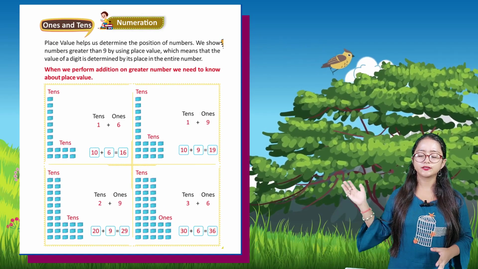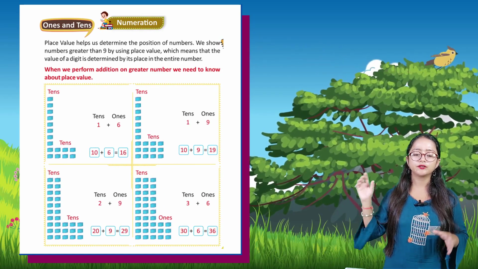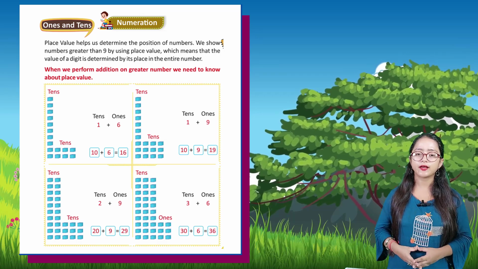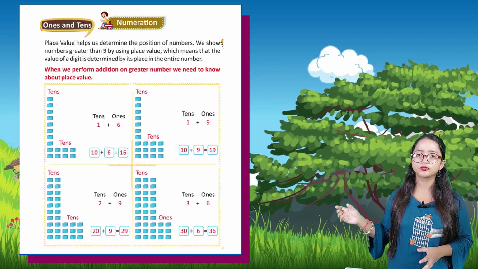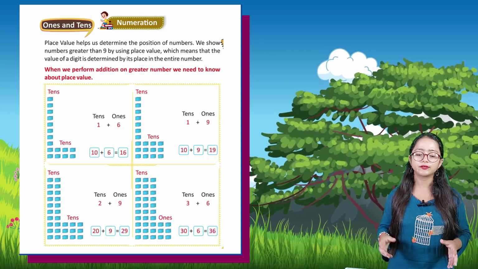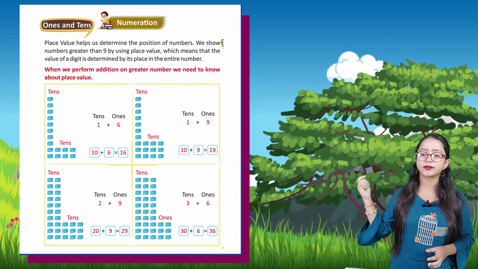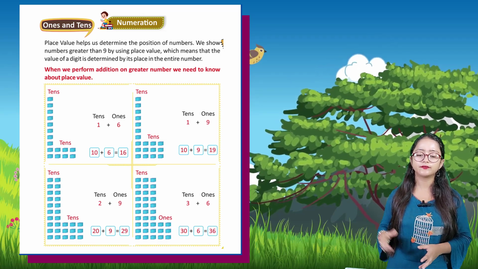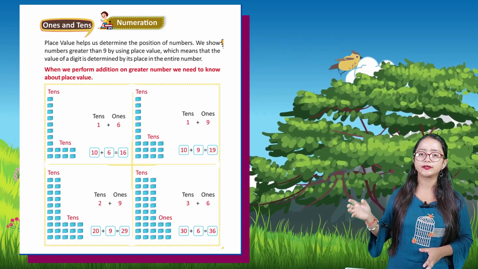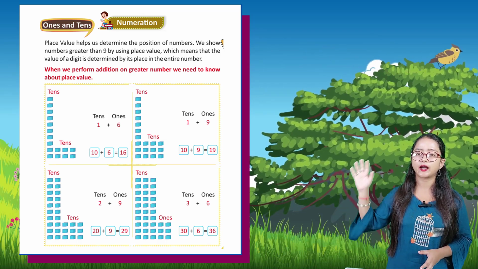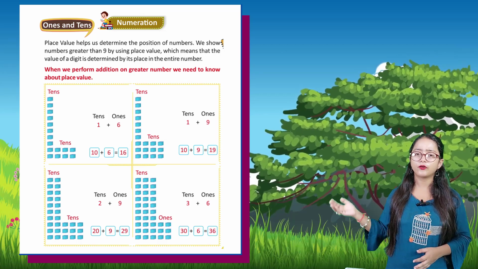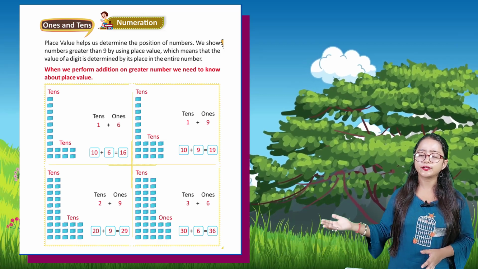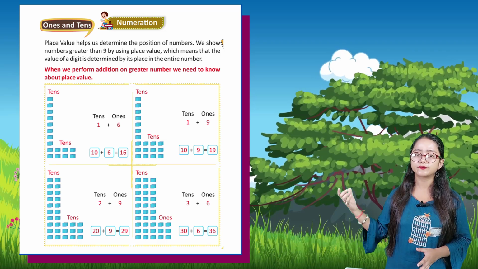Now students, turn the page and the next is numeration, ones and tens. Place value helps us determine the position of numbers. We show numbers greater than 9 by using place value, which means that the value of a digit is determined by its place in the entire number. When we perform addition on greater numbers, we need to know about place value.